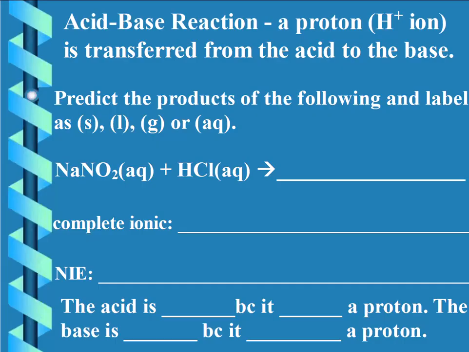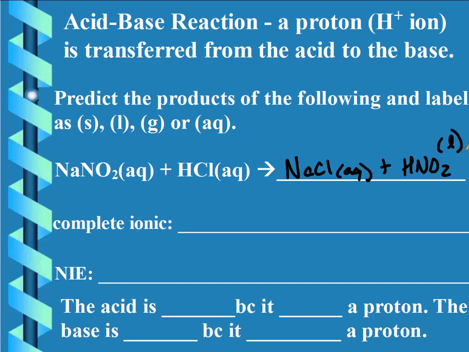So first, we're going to predict the products just like we did before, so outside, inside. So we get NaCl, that's aqueous, and also HNO2. That starts with H, so it's an acid. That's not one of our strong acids. HNO3 was strong, so this one is going to be a weak acid. I'm going to put liquid just so I know that it should stay together.